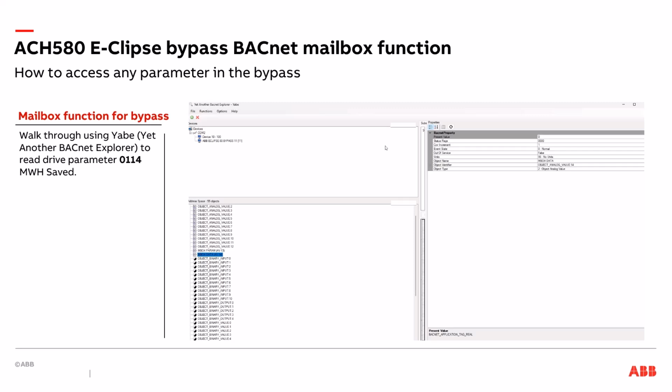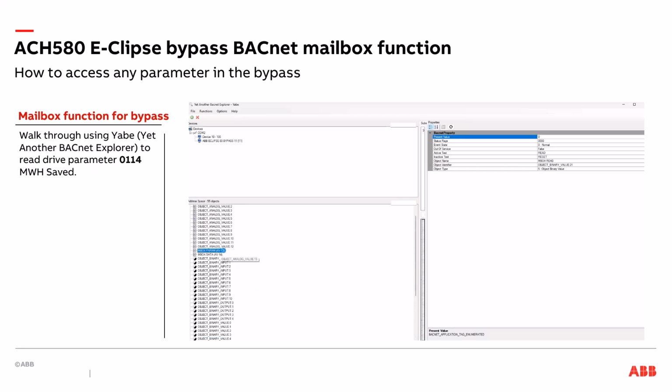Let me now demonstrate how to access a bypass parameter using the software tool YABE. Now you'll notice here I have the E-Clipse bypass as a device on my network. So I want to make sure I'm accessing this device on my network, not the drive, when I want to access a bypass parameter. So to start out with, I want to make sure BV21 is set to inactive. So here 0, I'll just hit enter again, to make sure it's inactive to start with.